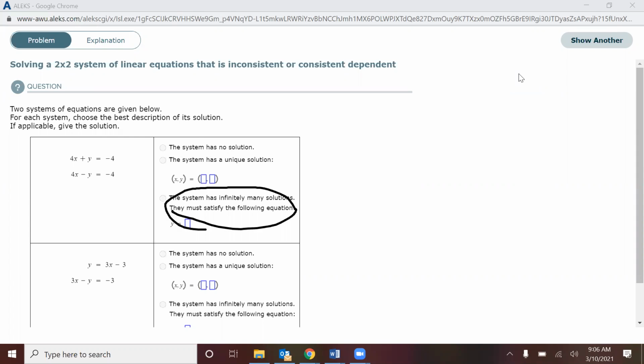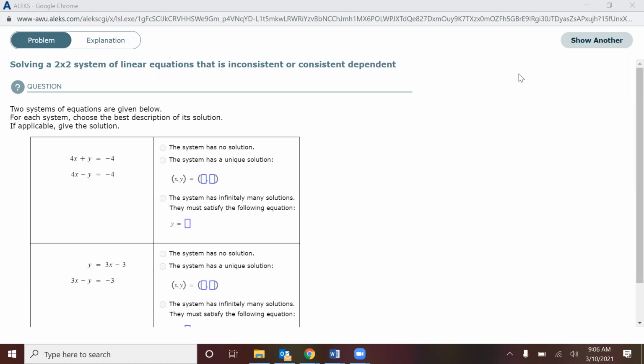This one here, where it has infinitely many solutions, means that they're the same line, okay? So if they have no solution, they don't intersect, so they're parallel. Here, they intersect one time, which is normal. And here, they're the same line, which is why they have infinitely many solutions. Every point on one line will be a point on the other, and therefore a solution.